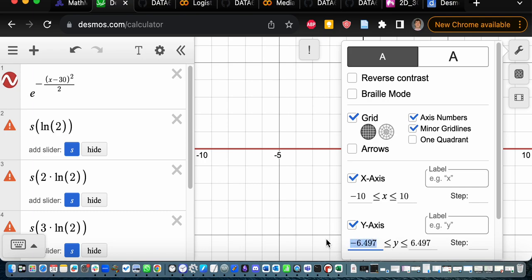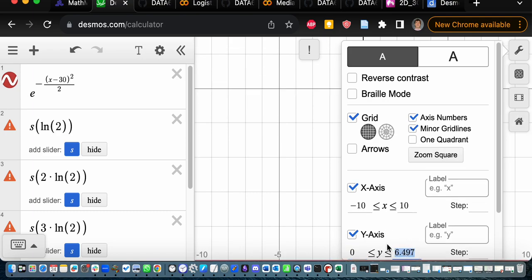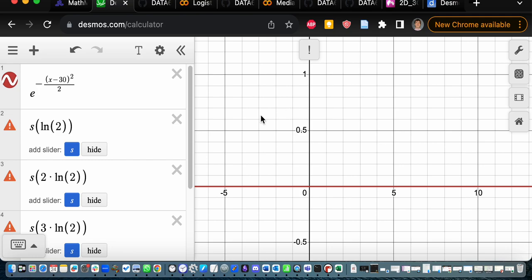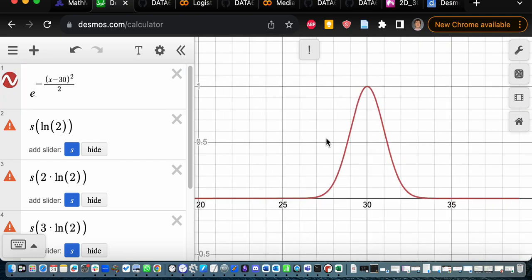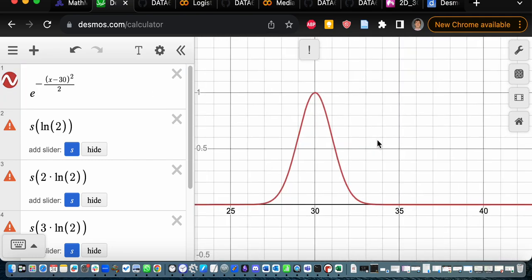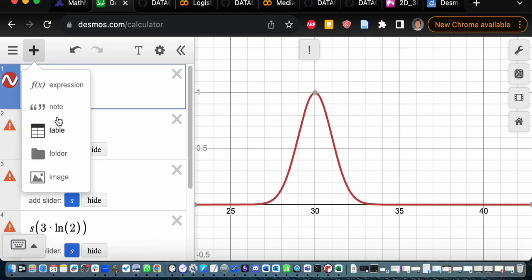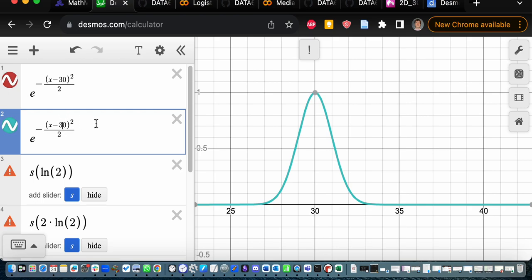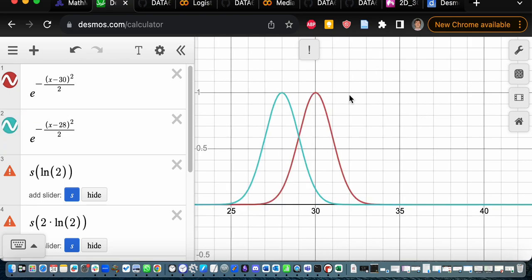I'll make the y-axis go from 0 to 2. Okay, I have to look around 30. Okay, there's the bell curve. So these are people who are 30 years old on average. And the other one, what, they were 28 or something. One is x minus 28 years old. So we sort of have these two bell curves for survived and not survived.